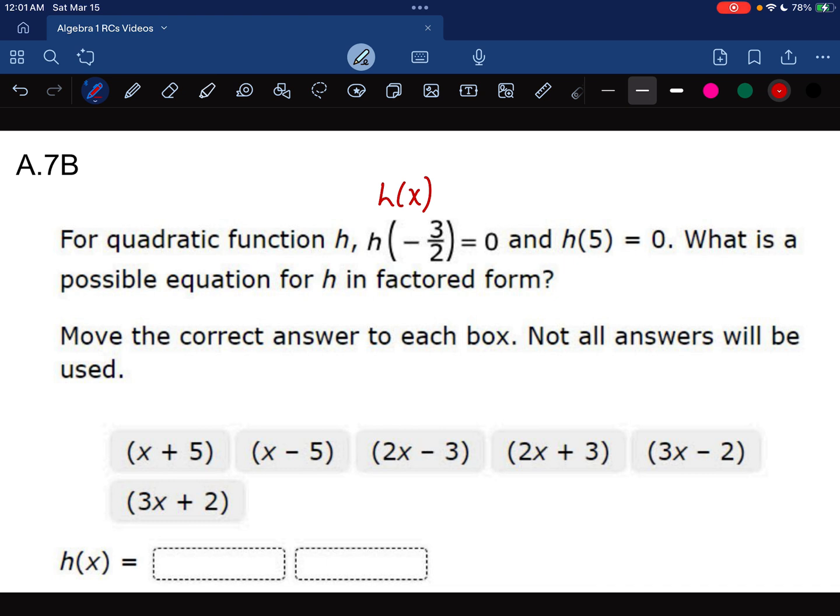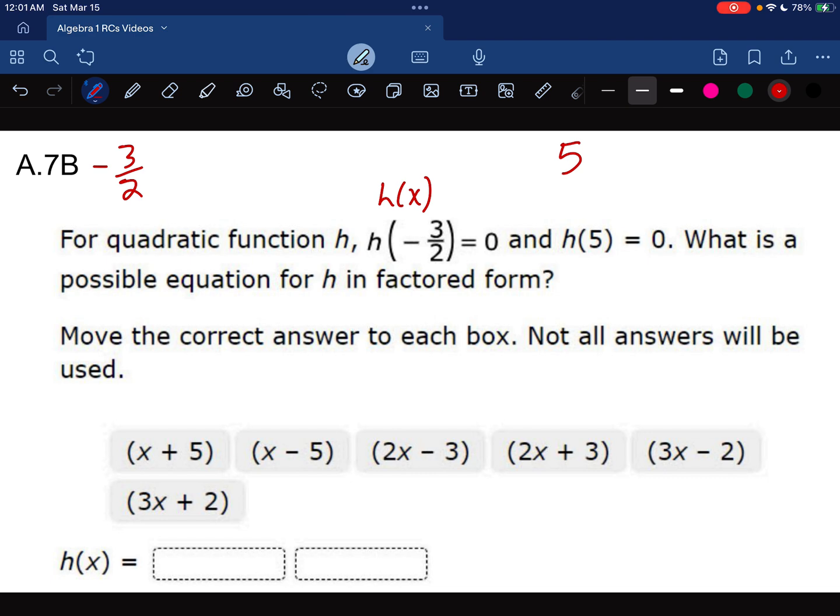Move the correct answer to each box. So again, these are your solutions. So your solutions are -3/2 and 5. But the question is asking you to put them in factor form.